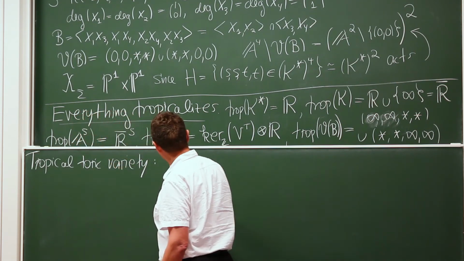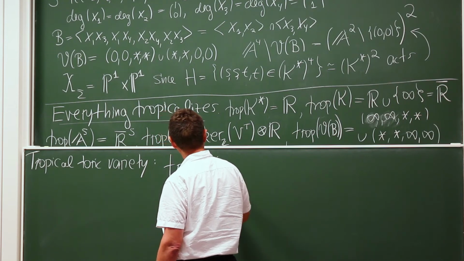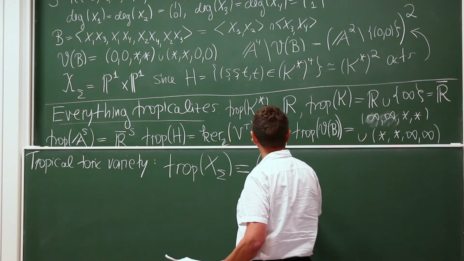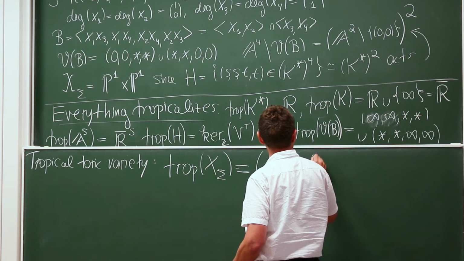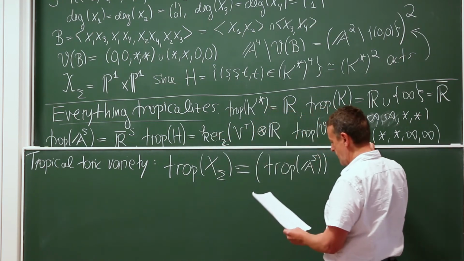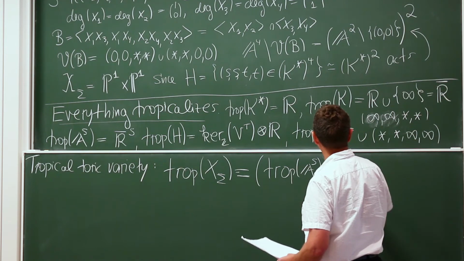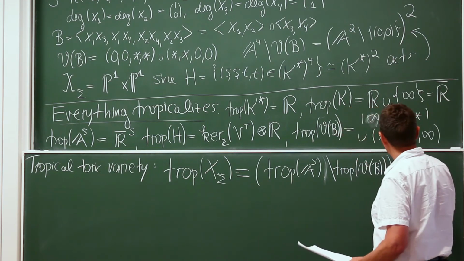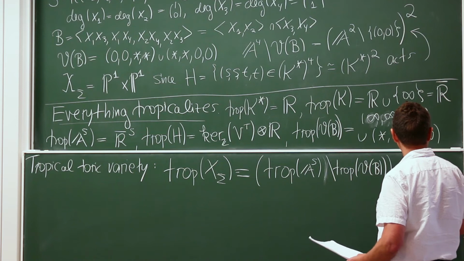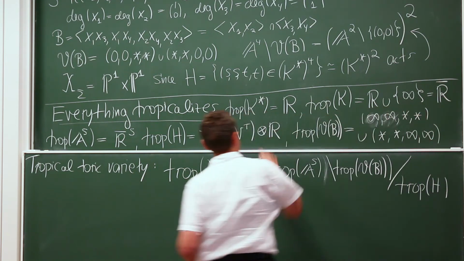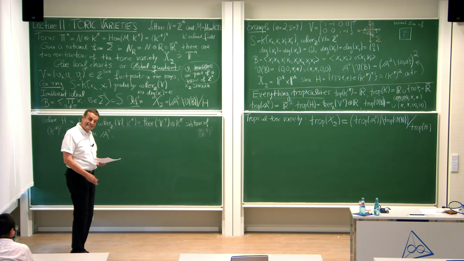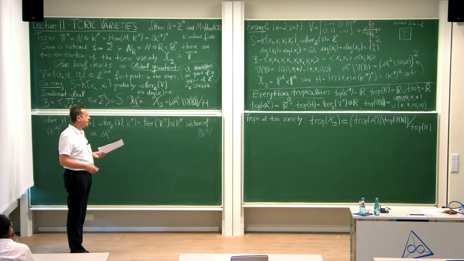It's simply applying the global quotient constructions exactly as before. So the tropical toric variety is the tropicalization of S-dimensional affine space, minus the tropicalization of the variety of the irrelevant ideal, and then you mod out by the action of an additive group, trop H, which we defined over there. So the Cox ring construction, the global quotient construction, is exactly the same, except you replace K star by R, and then you keep going. Those are called tropical toric varieties.